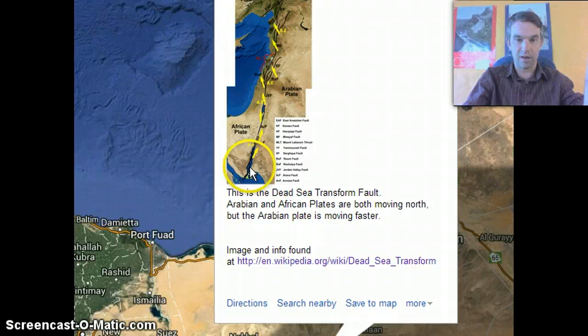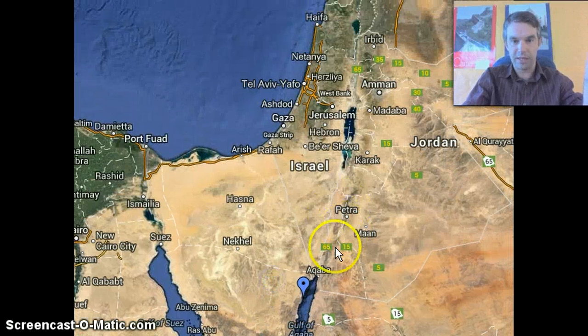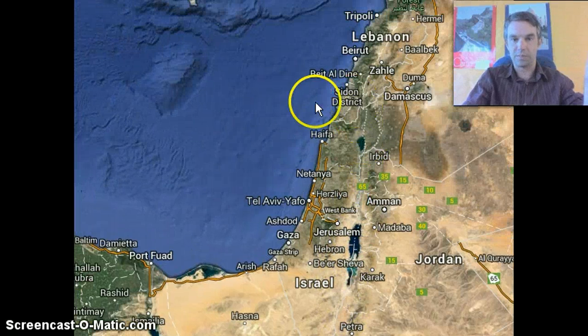We see through here that it's this part of the Red Sea that forms part of the Gulf of Suez. You can see that down here. So it's the Gulf of Aqaba. And also we see that it goes through the Dead Sea and the Sea of Galilee and all these places up through here.